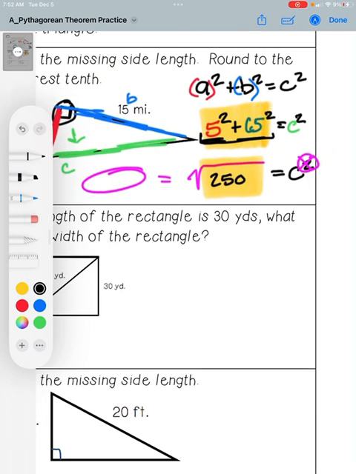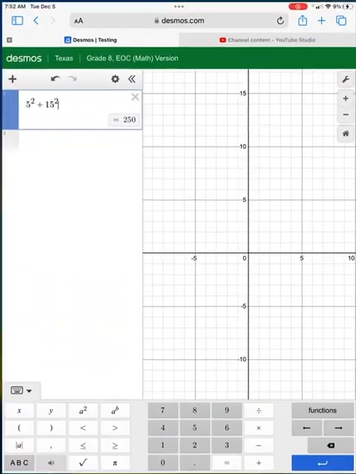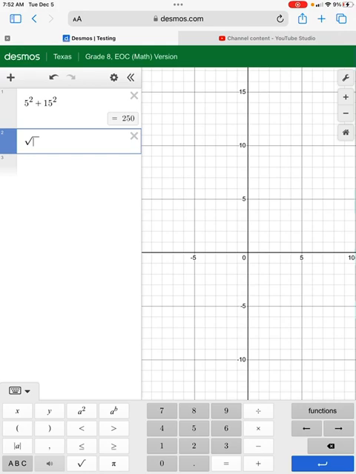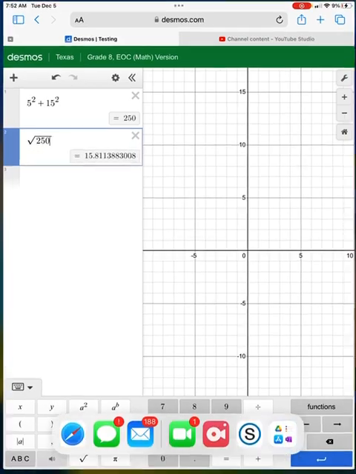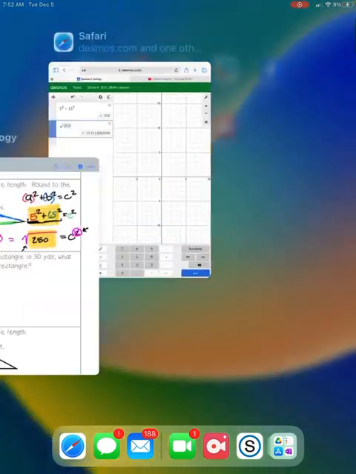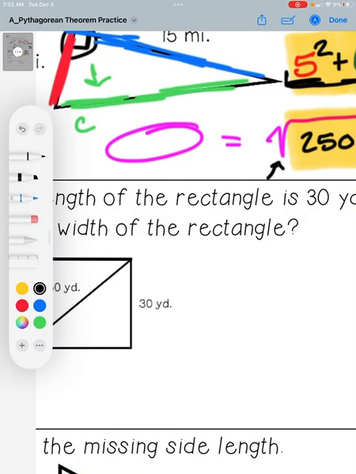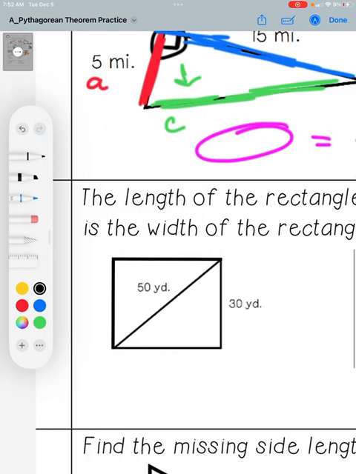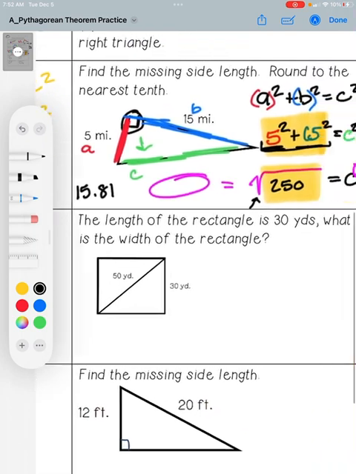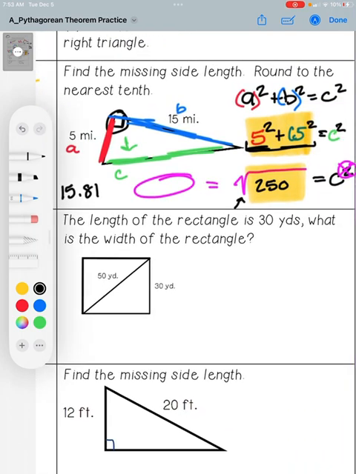Now what I need to do, we were getting rid of the square by taking the square root. So we want the square root of 250. Okay, and that is 15.81. I'm going to write down the 15.81, two decimal places I'm writing down. This is 15.81.